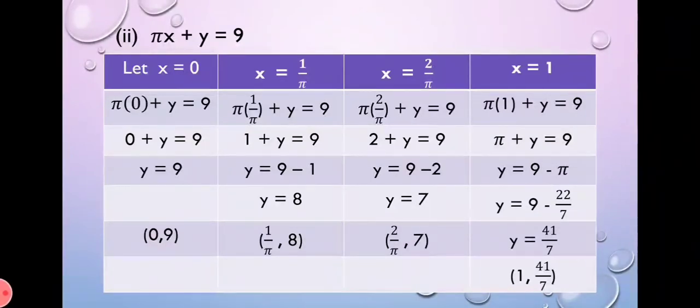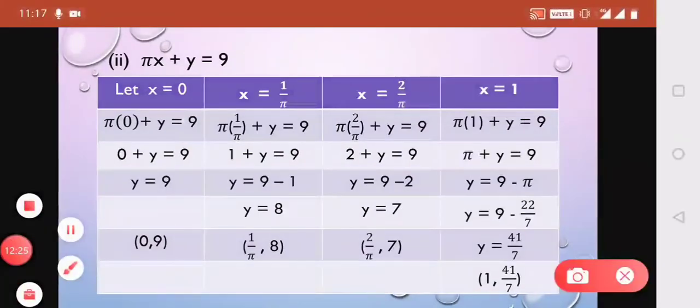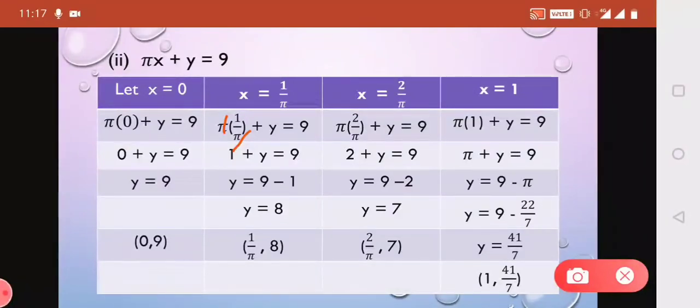Next, we suppose the value of x as 1 upon pi. Inserting the value, we get pi into 1 upon pi plus y equal to 9. Now you can see that we can cut here pi, here pi will be cut. So we will get 1. So we write 1 plus y equal to 9. Transpose 1 on opposite side. So we get y equal to 9 minus 1. So y equal to 8. So another pair is 1 upon pi and 8.